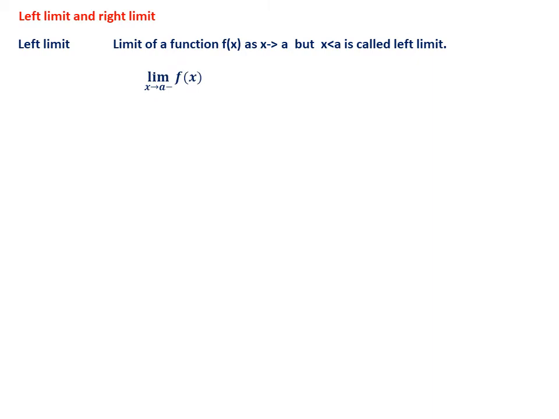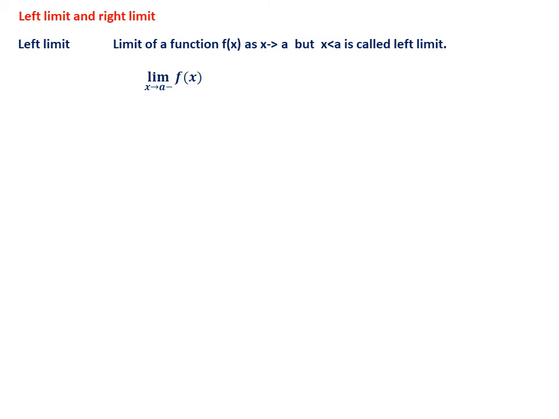Next, very important is left limit and right limit. Let me make it clear. Let me take the first, left limit. What is the meaning? It is the limit of a function as x tends to a, but x less than a. That means a is on the right side, x is taken left of a, less than a. That is called left limit, and it is denoted by limit of f of x as x tends to a minus.